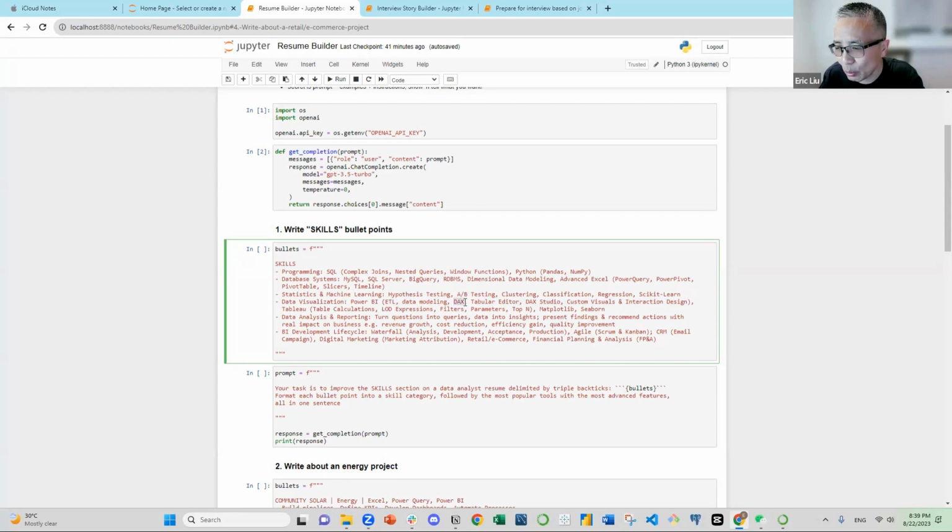This is super, super important. Very powerful feature of Power BI. And Tabular Editor, DAX Studio. If you use these two tools, I think people will perceive you as a more advanced user. And custom visuals and interaction design. You use custom visuals only because the visuals provided by Microsoft are not enough, right? So that indirectly also shows you as a more advanced user, interaction design as well.